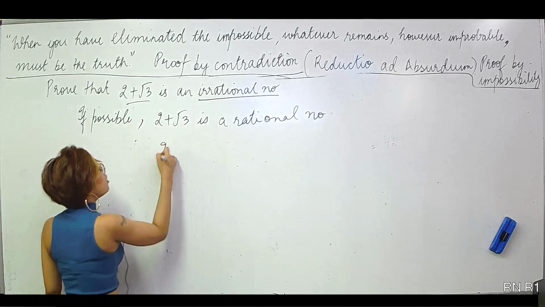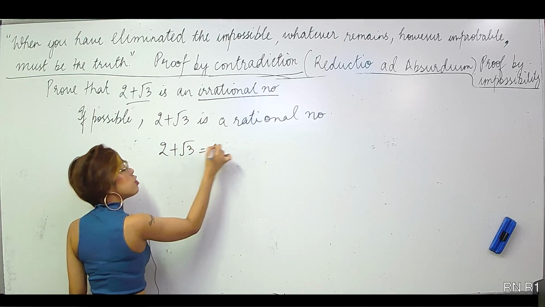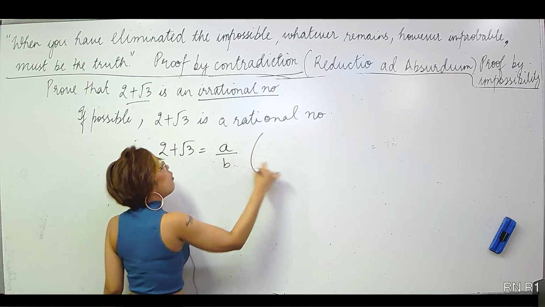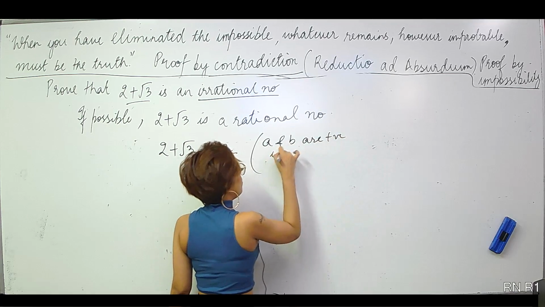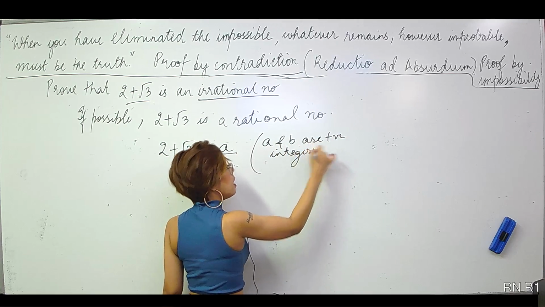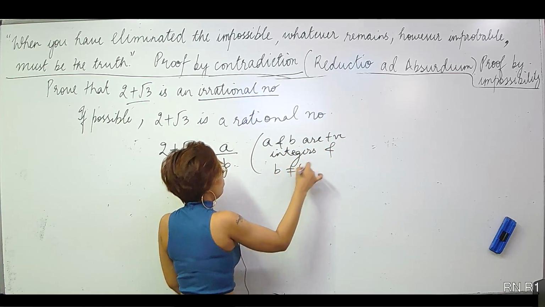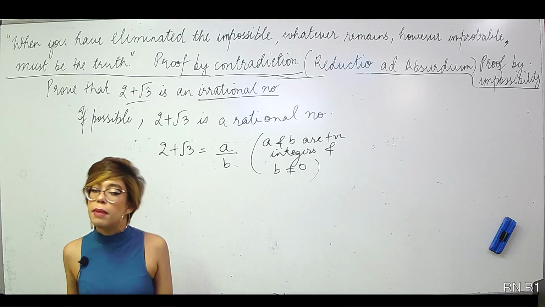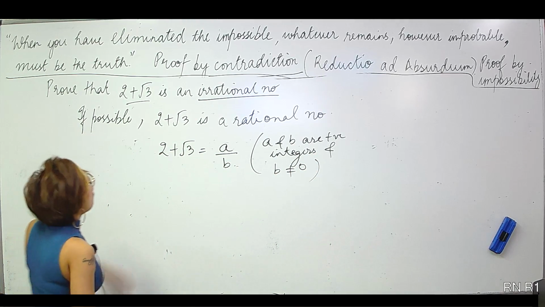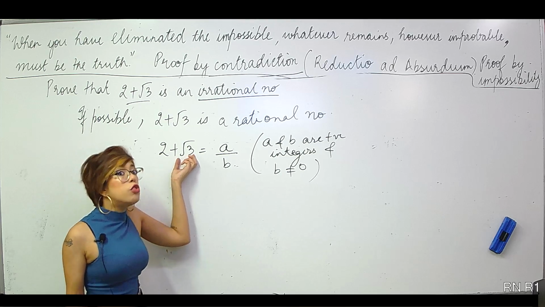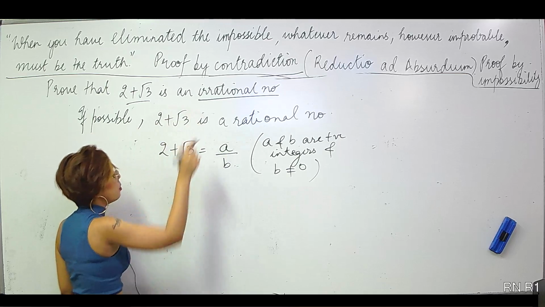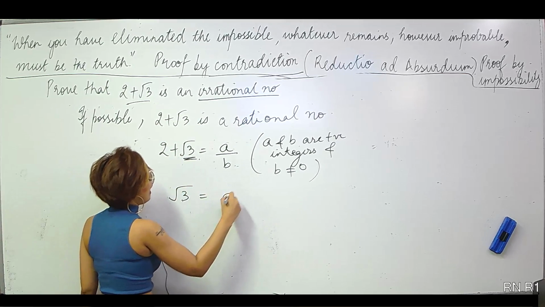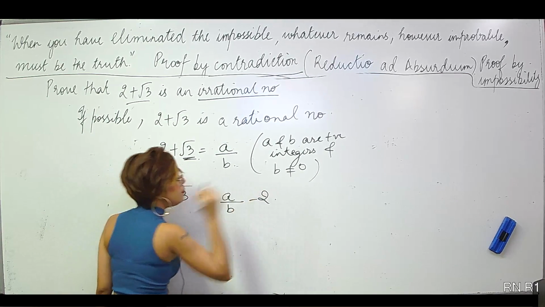Okay. So that means 2 plus root 3 can be written as ratio of two quantities, a and b, where obviously a and b are positive integers, and b cannot be equal to 0. You need to write it. You cannot run away from that. Don't worry. Right? Now, I know something about root 3, right? Root 3 is irrational. So what I do is, I will try to isolate it. So root 3 is equal to a by b minus 2.